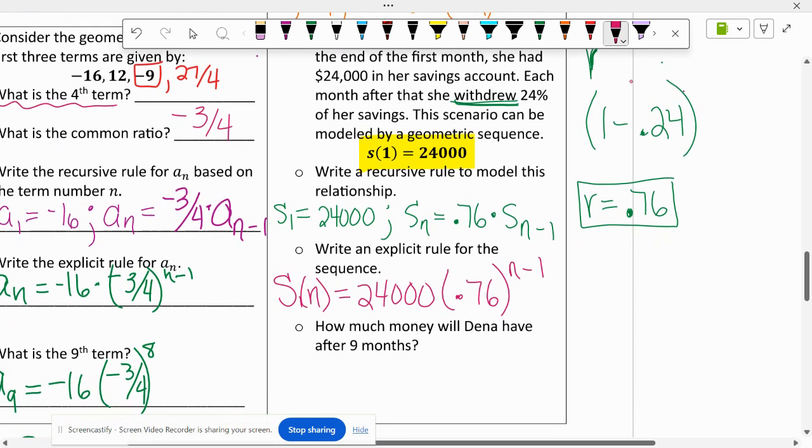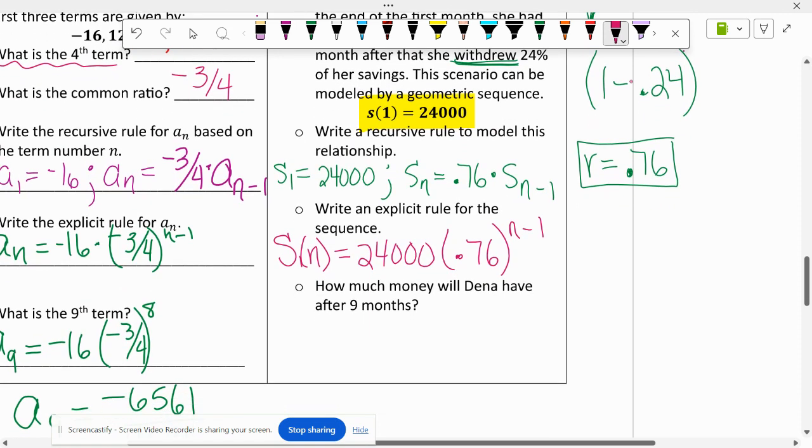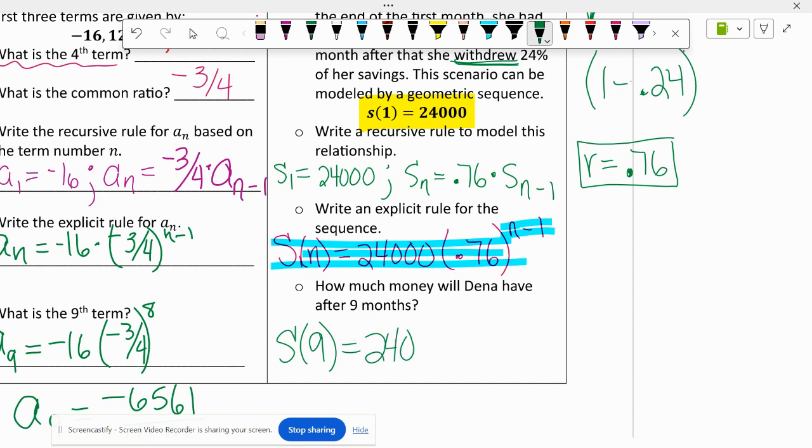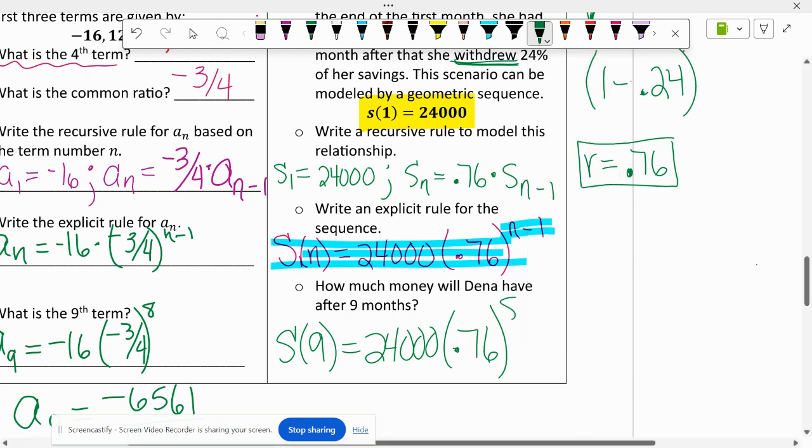So this last part of this says, how much money will she have in her account after 9 months? So that means I need to use this explicit formula. I have to use this and let N equal 9, right? So let's see. S of 9 equals 24,000 times 0.76 to the power of, what is 9 minus 1? 8.